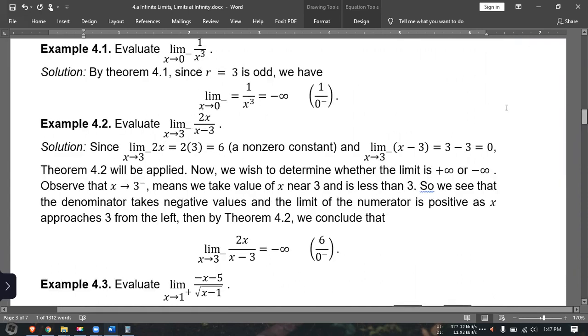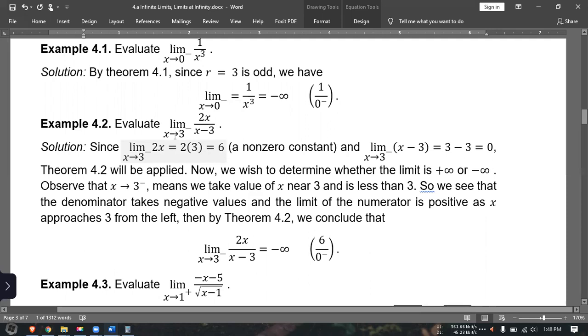Example number two tayo. Muna natin i-graph ito kasi medyo simple pa lang siya. Let's try 4.2. Example 4.2. I'm telling you a while ago na we have to evaluate first the limit of our numerator and then the limit of our denominator separately. So the limit of 2x over x minus 3 as x approaches 3 from the left side, or from the negative side of 3.